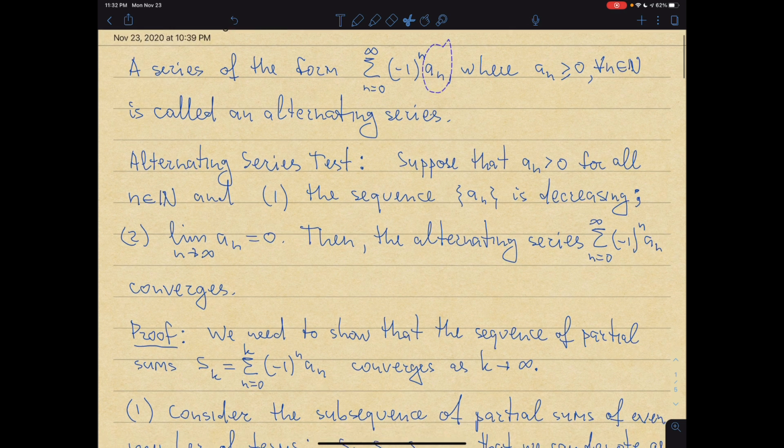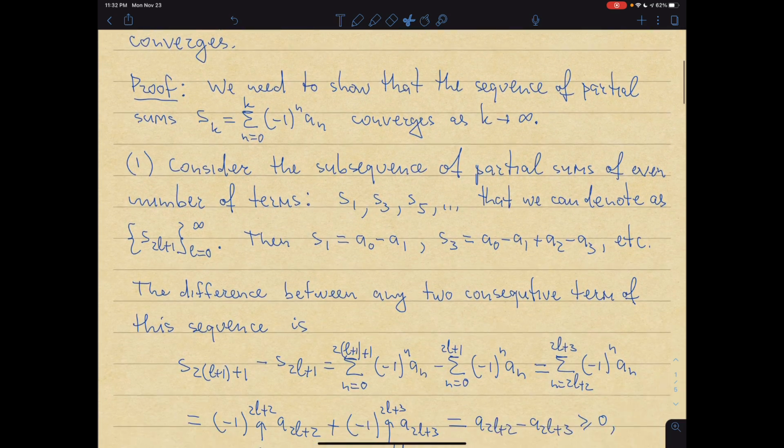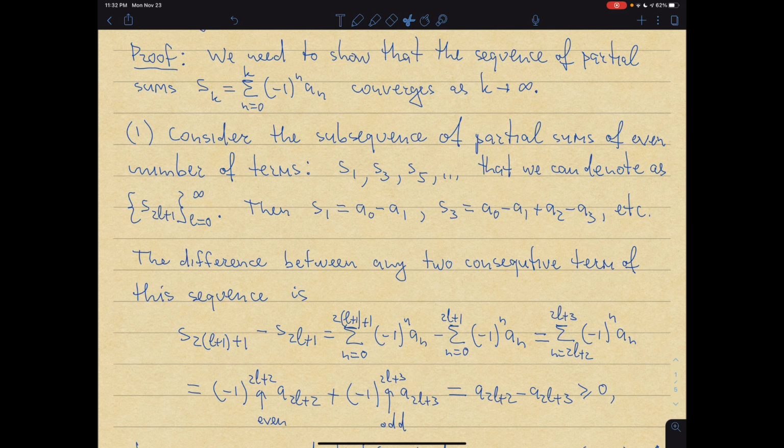So let's try to prove this. To demonstrate that the series converges, we need to prove that the sequence of partial sums of that series converges. If I denote the partial sums by S_k, the sum of the first k plus 1 elements, because I'm starting from n equal to 0, I want to show that the sequence converges to some finite number as k goes to infinity. I'm going to do this in 3 steps. On the first step, I will consider a subsequence of S_k which consists of all partial sums with odd indices: S_1, S_3, S_5, S_7, and so on.